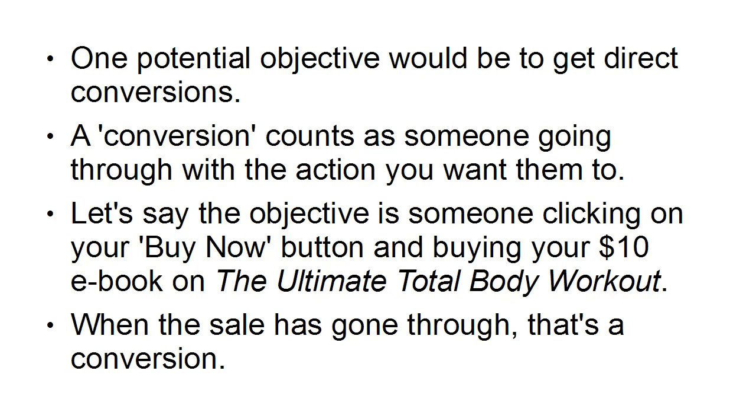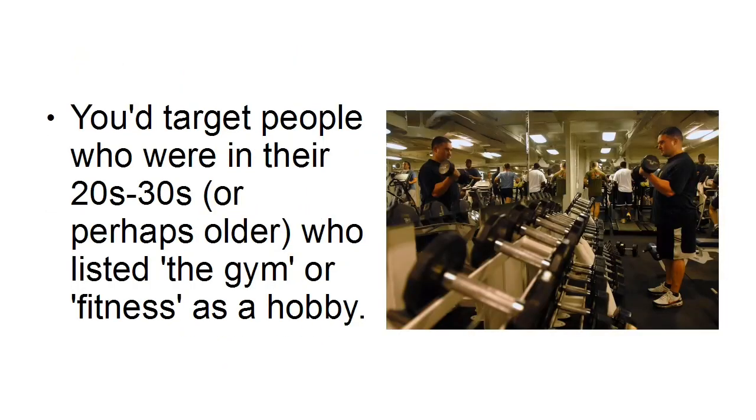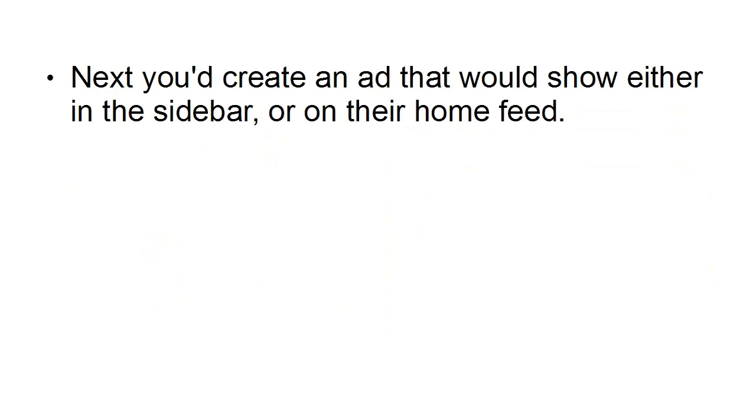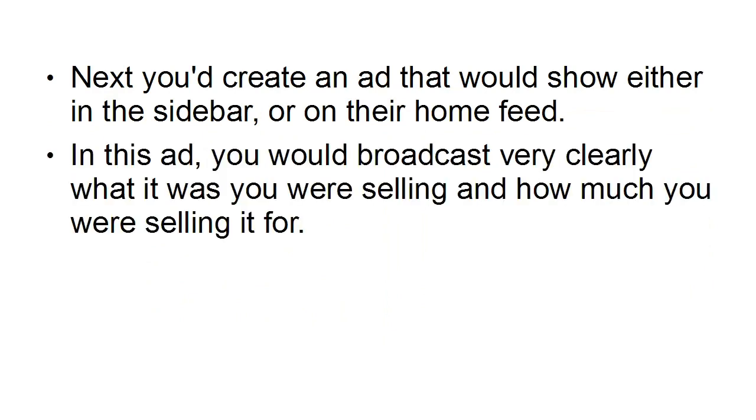Fairly straightforward. So what you do for this ad is you would target people who were in their 20s or 30s or perhaps older, who listed the gym or fitness as a hobby in their Facebook profile. Next, you will create an ad that would show either in the sidebar or in their home feed. And in this ad, you will broadcast very clearly what it was you were selling and how much you were selling it for. So you will want to have a nice eye-catching ad.